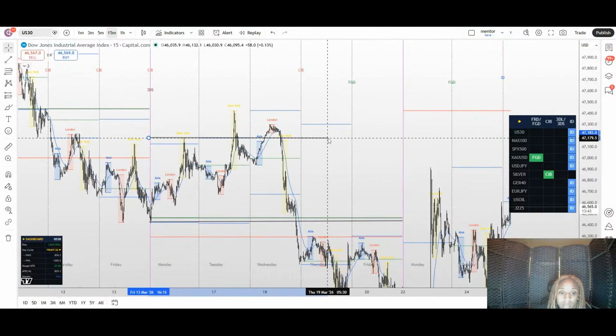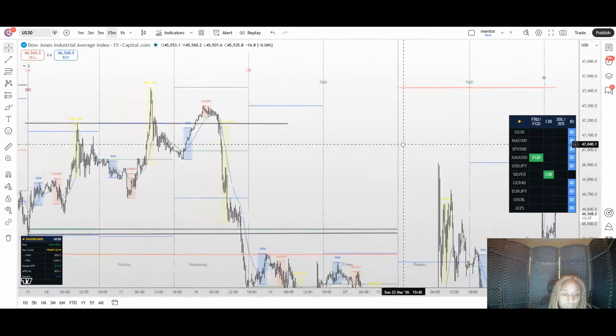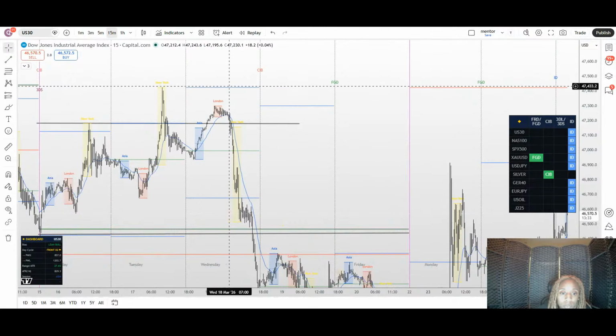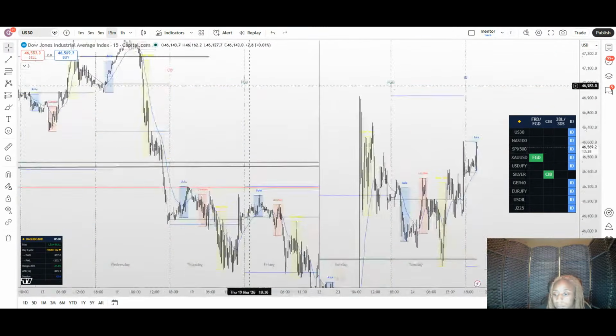Not necessarily. I know that this is US 30 and normally the indexes move similarly. So I didn't get in this trade on US 30 because it wasn't at the level. But nonetheless, you get that nice sell at the high of day.